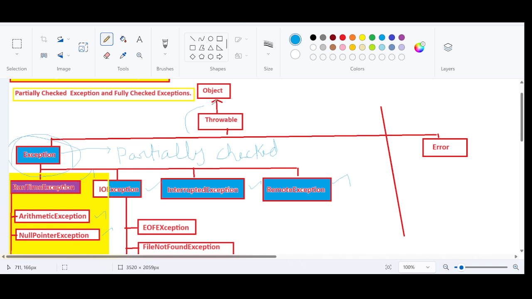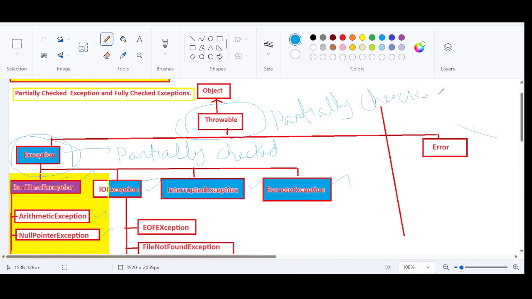And if you talk about Throwable, it again has two subclasses: Exception and Error. Forget about this Error. Exception is again further categorized into many exceptions. Under this, it again has checked exceptions and unchecked exceptions. Because the Throwable class has some child classes which are not completely checked and not completely unchecked. It has a combination of checked as well as unchecked. That's why the Throwable class is also called a partially checked exception.